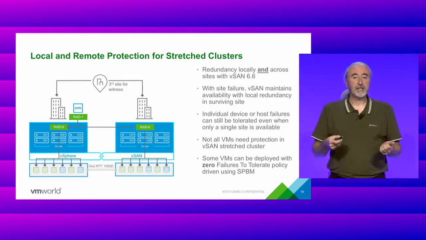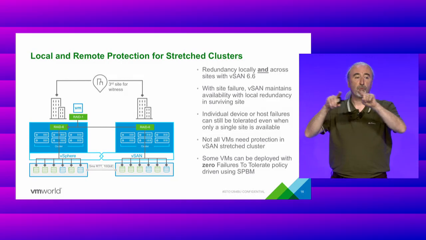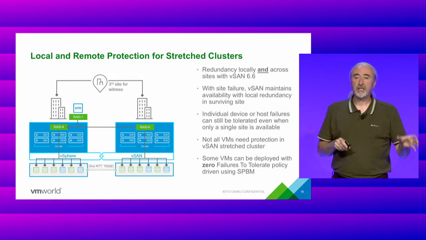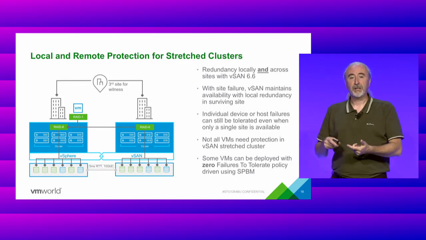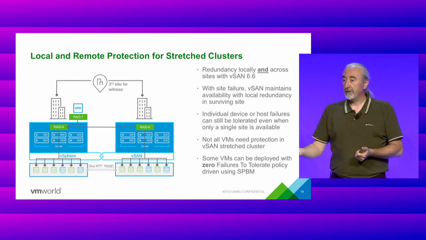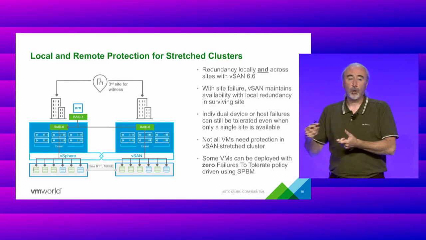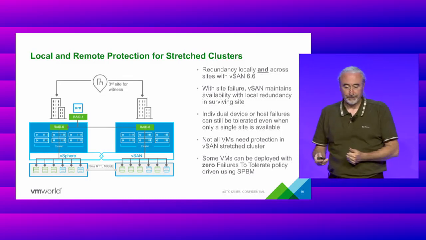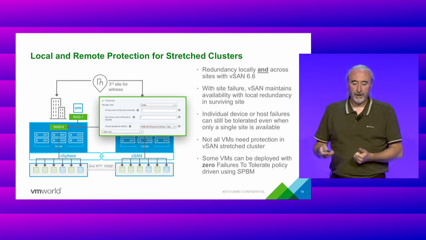So what we've done in 6.6 now, we've introduced this secondary failures to tolerate, where we still have the RAID 1 primary failures to tolerate across the sites, but we can implement a RAID 1 or a RAID 5 or a RAID 6 on each of the different sites. So now even if we lost a complete site, we still have the ability to tolerate maybe another host failure or disk failure or whatever the case may be on the remaining site. All right? So I think that's pretty much it.